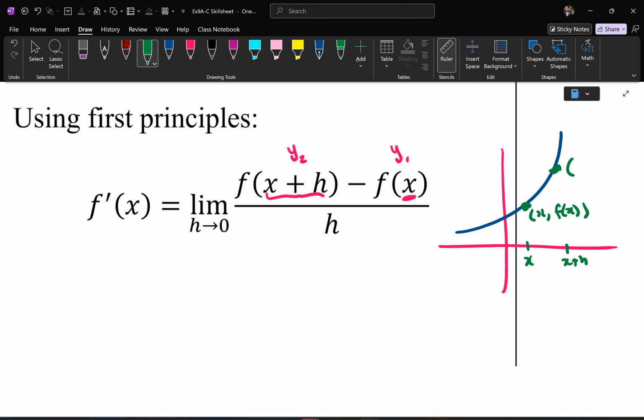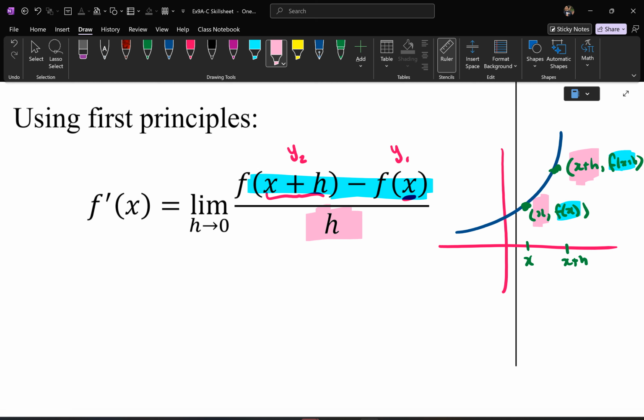Same thing with the next one. This one would be x plus h, and then it will be f of x plus h. Because of that, if you want to find the gradient of those two, it would just be y2 minus y1, which is the numerator here. And then x2 minus x1 simplifies down to h. So really you're just finding the gradient, yeah? The difference is that you're trying to find the gradient of one point. So what we're saying is, what if h is infinitely small?